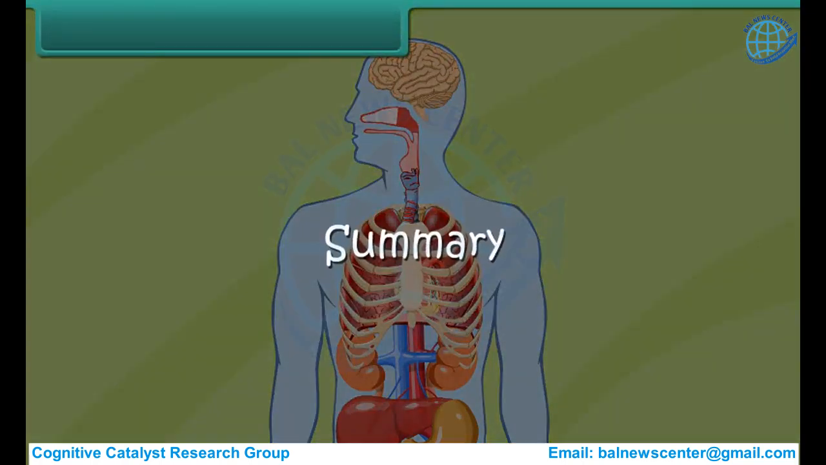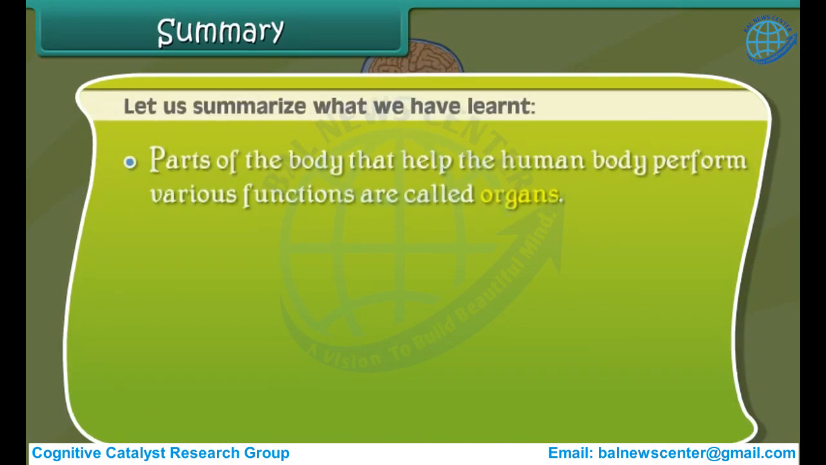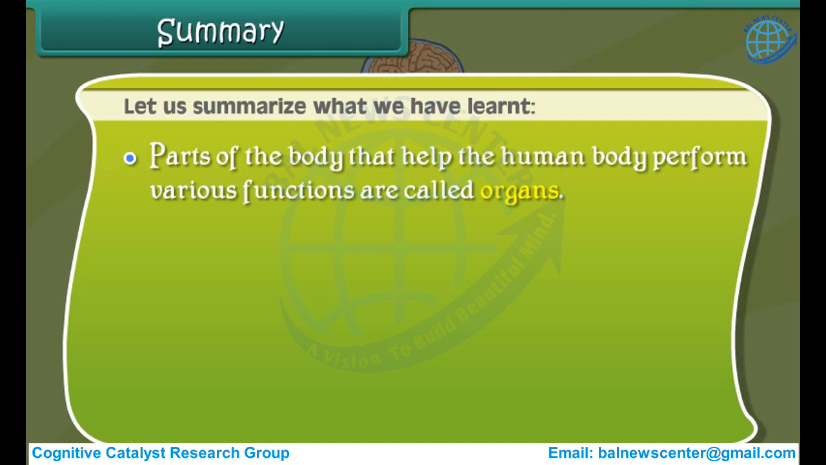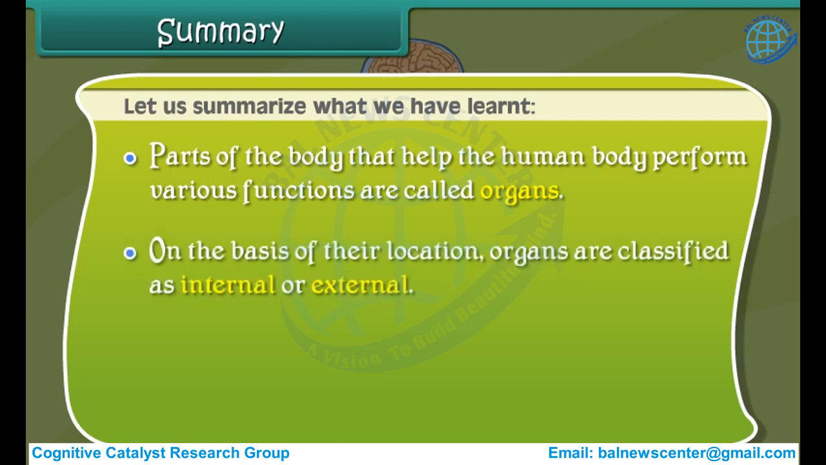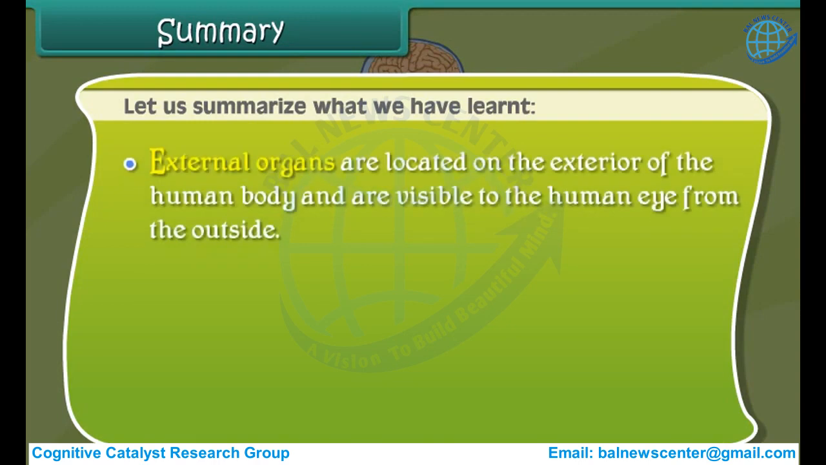Summary. Let us summarize what we have learned. Parts of the body that help the human body perform various functions are called organs. On the basis of their location, organs are classified as internal or external. Internal organs are located inside the human body and are not visible to the human eye from the outside. External organs are located on the exterior of the human body and are visible to the human eye from outside.